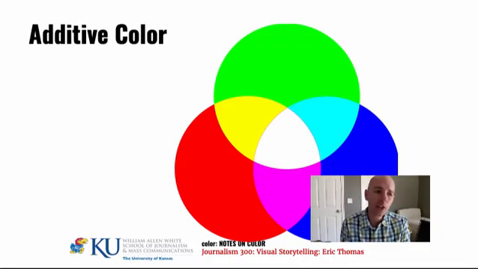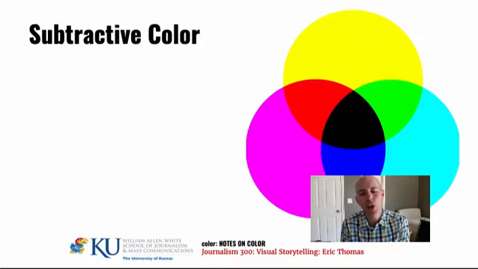Okay. The other kind of light that there is what we call subtractive color. Okay. Now, subtractive color is this. It is pigment, meaning ink on the page, meaning crayons on the page, meaning anything that is actually put on the page. That is the idea of subtractive color.